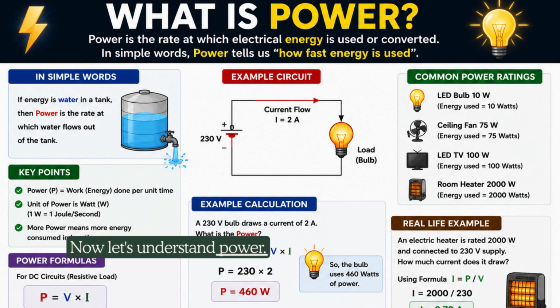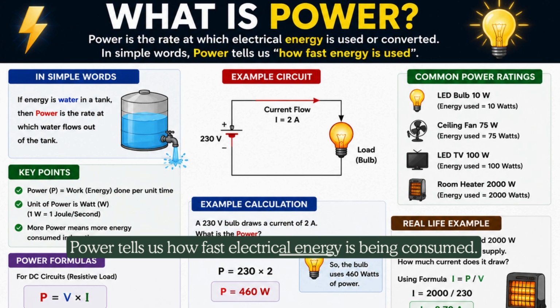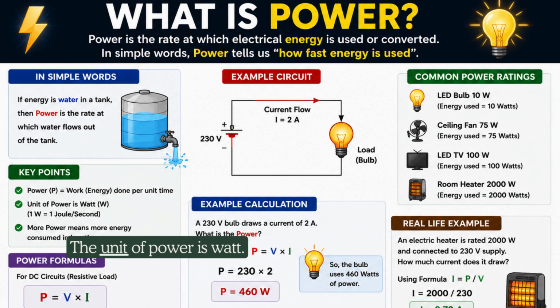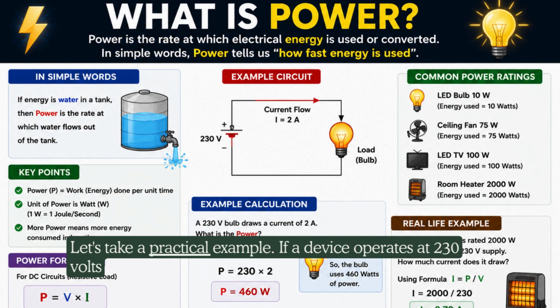Now let's understand power. Power is the rate at which electrical energy is used or converted. Power tells us how fast electrical energy is being consumed. The unit of power is watt. The basic formula is power equals voltage multiplied by current. Let's take a practical example.